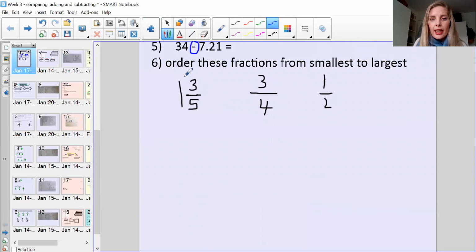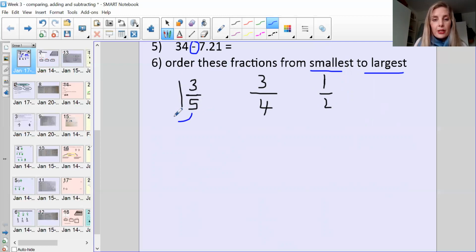So it says there that I need to order these fractions from smallest to largest. Now, first of all, they all have different denominators, and I even have a mixed number. So what I need to first do is make them all into the same denominator, okay? So first of all, I'm going to change this mixed number into an improper fraction.